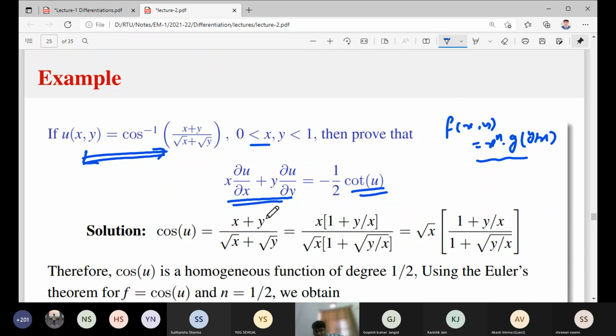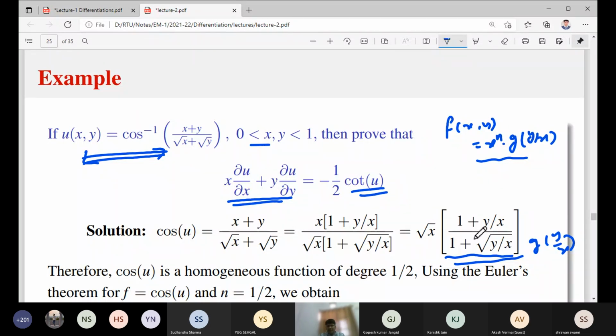So now if you take the highest power in the numerator, which is x, and in the denominator, what is there? Square root of x. So x times (1 plus y upon x) divided by square root of x times (1 plus square root of y upon x). After simplification we get square root of x times (1 plus y upon x) divided by (1 plus square root of y upon x). So this is our g of y upon x, because the terms are in the form of y upon x. The degree can be anything, an integer or a rational number.